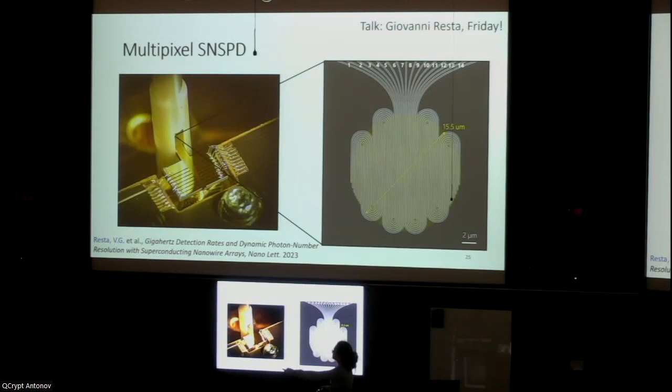This geometry is advantageous for two reasons. Firstly, we have a uniform probability for each pixel to receive a click, to detect. And also, the fact that we have 14 pixels reduces the length of each nanowire, which will lower the recovery time of our detectors.